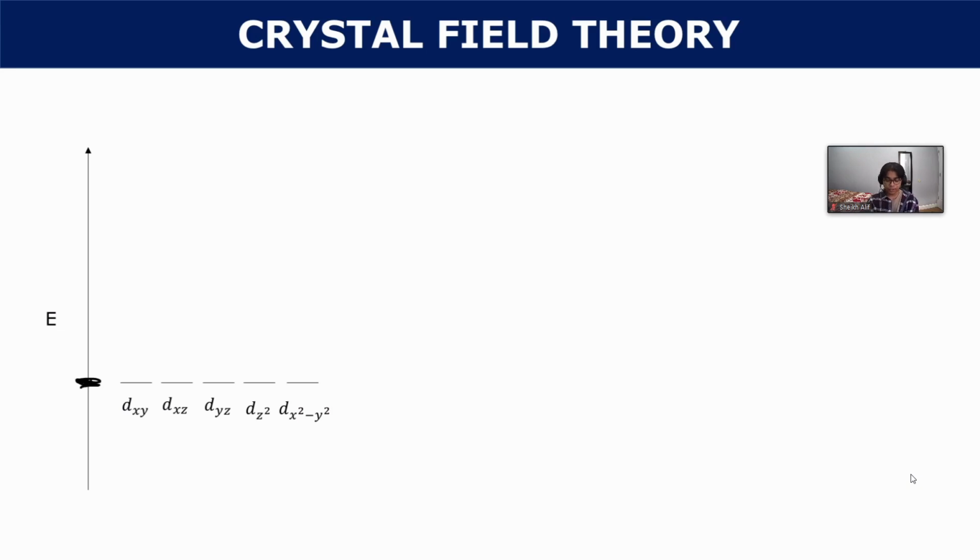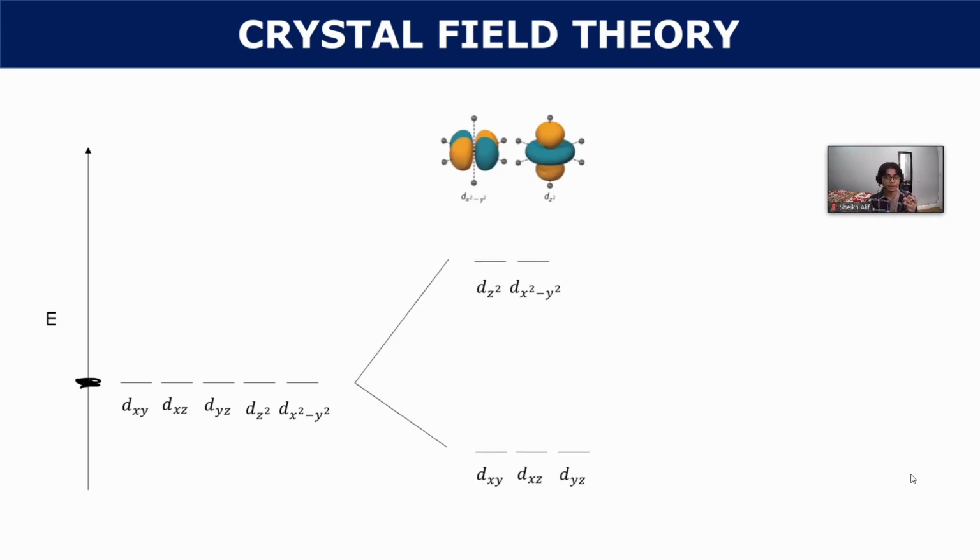But when you introduce those ligands with that ionic characteristic, what you see is a splitting of the d orbitals. What's going to happen is that the 2 orbitals that face the most repulsion are going to get moved to a higher energy level, while the other 3 that don't face as much repulsion get moved to a lower level.